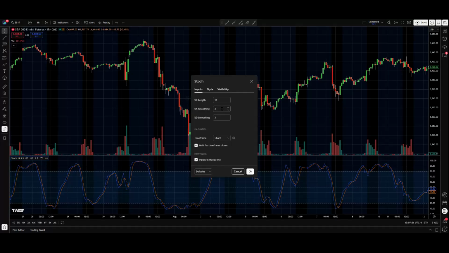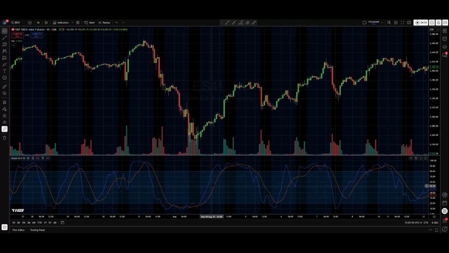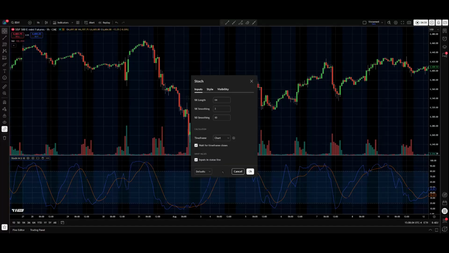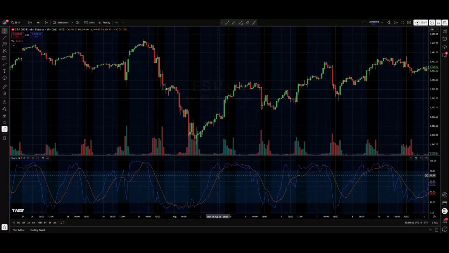Now, if we get rid of those and we add the percent %D smoothing and we up that to even higher, so let's say we go with 10, you're going to see that the orange line starts to become even smoother. The lower the number that you use for these, the more erratic you're going to see things on the chart. As we notice, when we took this down to a 2, this will add more ups and downs that we see in the %K line. So that's something to consider. Shorter settings may give you more response, but they tend to be choppier and give you some false signals. While longer settings can smooth things out, they can react a little bit slower.